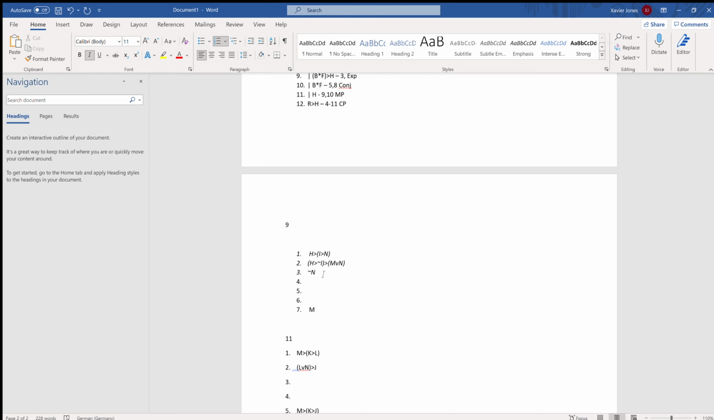So yeah, if H, then I, then N. Correct. If H, then not I. Conditionally M or N, not N. Goal is M. Okay, there we go. So this makes a lot more sense now. So our goal is M.